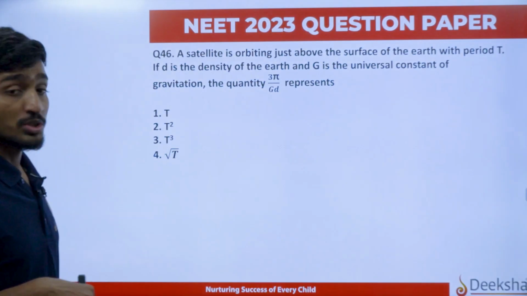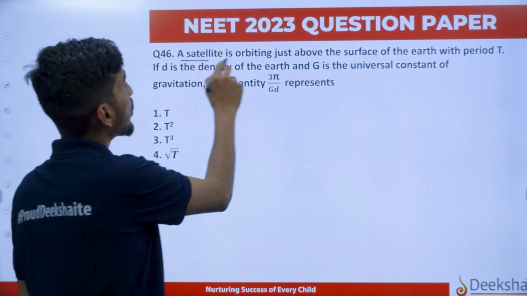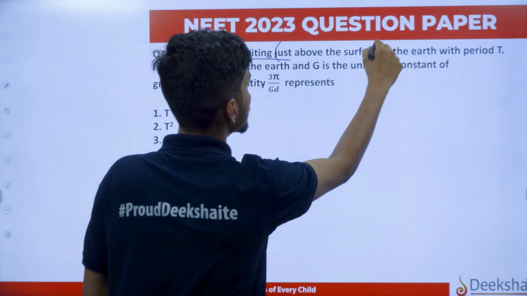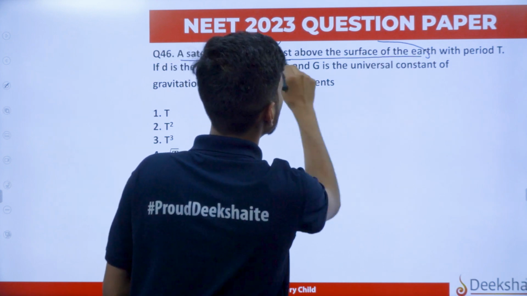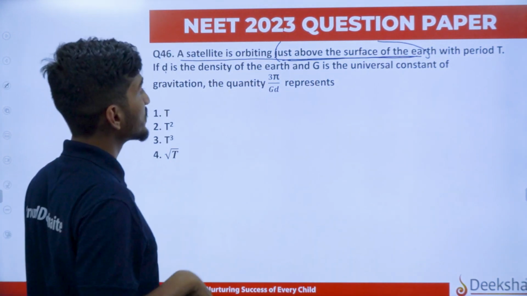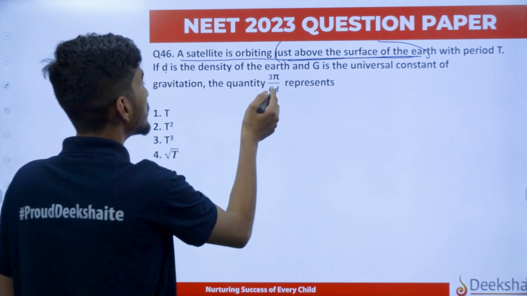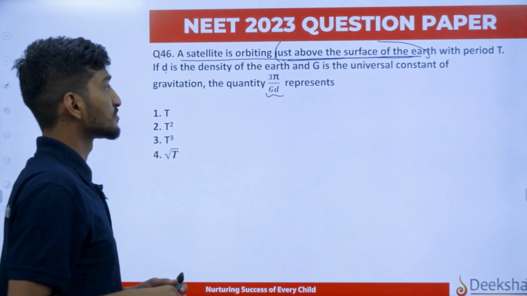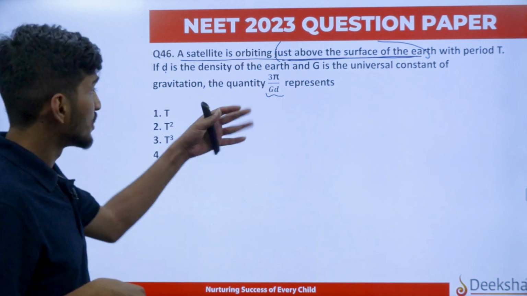Okay, a question from gravitation then. A satellite is orbiting just above the surface of Earth. This is an important information, just above the surface. With time period t. If d is the density of Earth, G is the gravitational constant, then what is this quantity? How does it relate to time period?